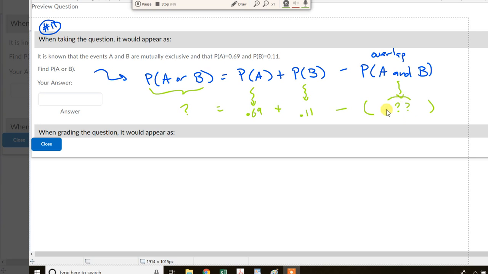So how do I get that? Well, the clue is they're mutually exclusive. So if they're mutually exclusive, what does that tell you about A and B at the same time? Okay? And once you know that, you should be able to insert that result here and figure out your answer. Okay? All right, cool. Let's move on.